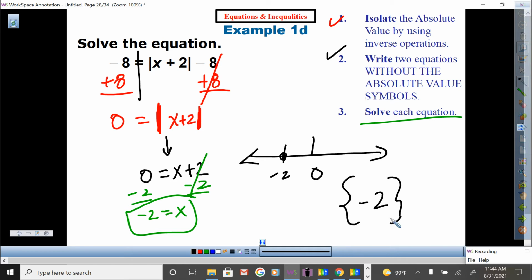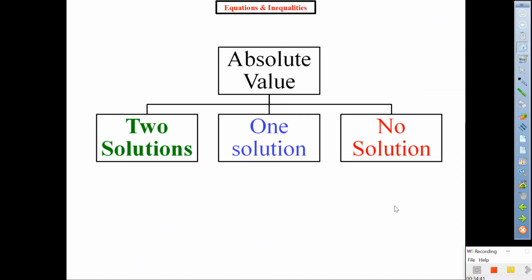So let's wrap up this idea. We've seen 3 different cases, is that correct? All right. Which are these? Look at them. Absolute value with how many solutions? 2. Absolute value with 1 solution, and absolute value with no solution.